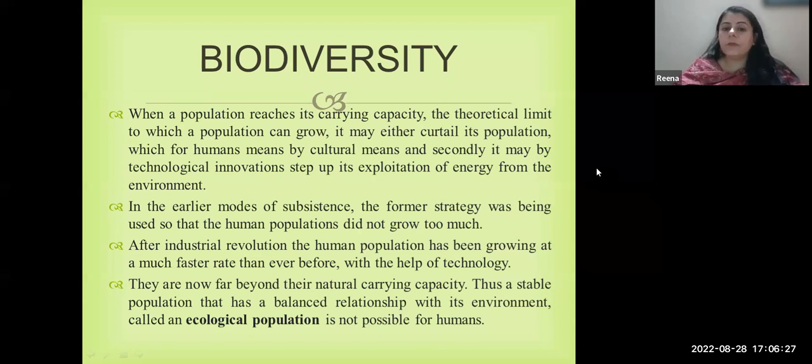So all that is helping us to thrive in a better manner, and that's why we are going far beyond our natural carrying capacity. Thus, a stable population that has a balanced relationship with the environment is called an ecological population. It is not happening for humans. So that stable ecological population is not there for human beings, and for the rest of the species of biodiversity, there is a phenomenon of extinction. Okay, so that is the most unfortunate part of development.